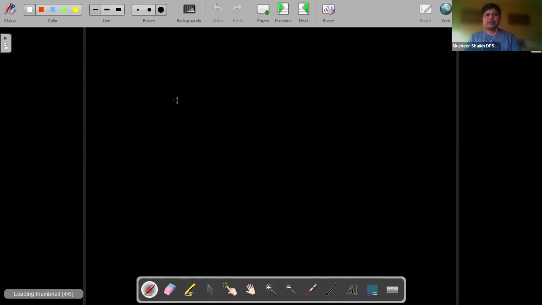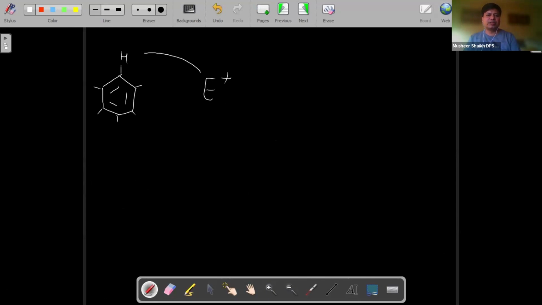So what is now left? This cloud will attract the electrophile. So on the benzene, electrophilic substitution. Substitution means we replace a hydrogen. There are six hydrogens on the benzene. I'm trying only one hydrogen. So the electrophile substitutes this hydrogen, and gives me an electrophilic substitution reaction.